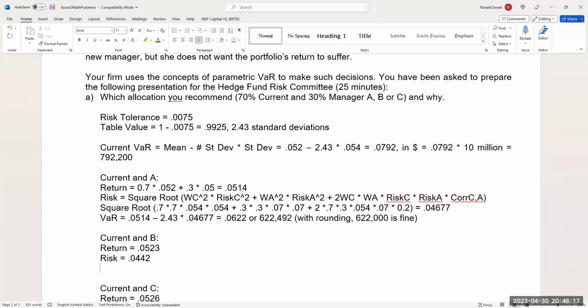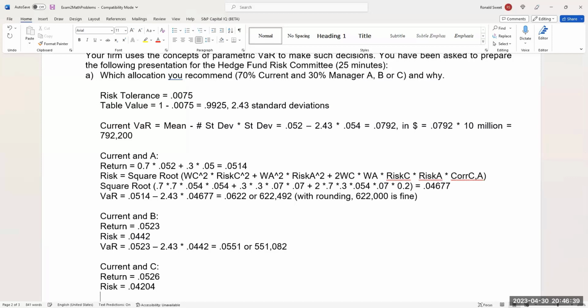On this one, the VAR is going to equal 0.0523 minus 2.43 times 0.0442. And that's going to equal 0.0551, or 551,082, or 551. And the last one, the VAR is going to equal 0.0526 minus 2.43 times 0.04204. That's going to equal 0.0496, or 495,537.